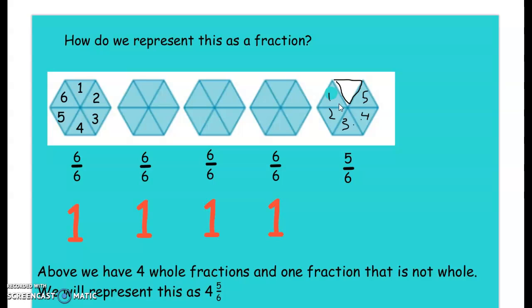but we can say, instead of saying 4, and we didn't have enough for the last one, we can say, actually, we had enough for 4, and we had enough for 5 out of 6 pieces of the hexagon in the last one. So we were really, really close. It shows how much closer you were to completing that last hexagon. Above, we have 4 whole hexagons and 1 that is not whole. We will represent this as 4 and 5/6.